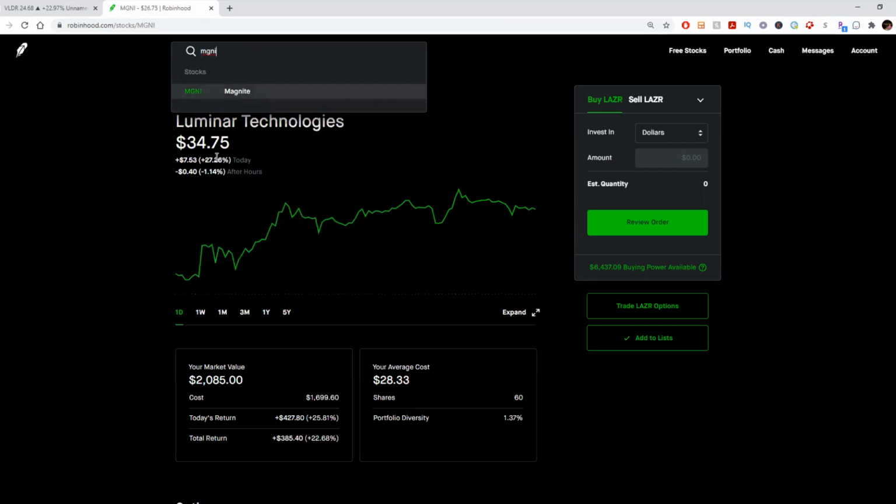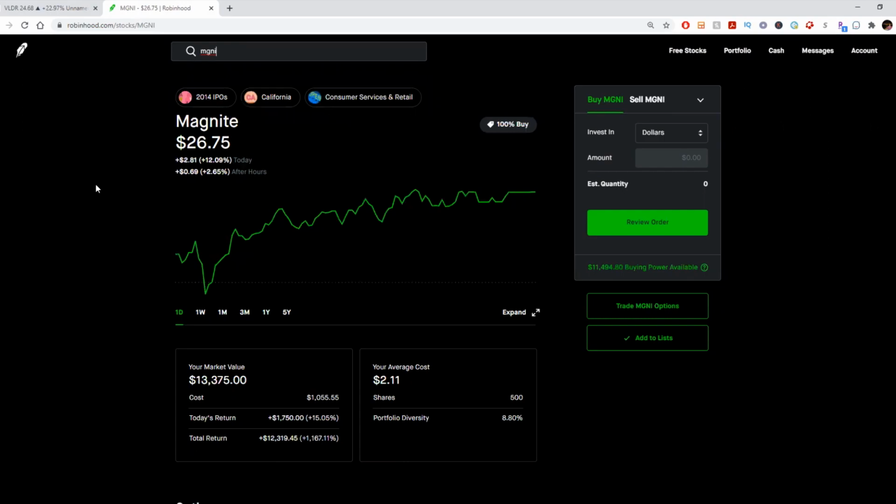MGNI has been doing really well. I've been talking about Magnite recently. They're a counterpart to The Trade Desk in programmatic advertising. I think they have a lot of potential. I have 500 shares that I've been holding for a long time, and they shot up another 12% today. Yesterday they were up about 18 or 20%. They're still going up after hours, so watch for a potential continuation here.